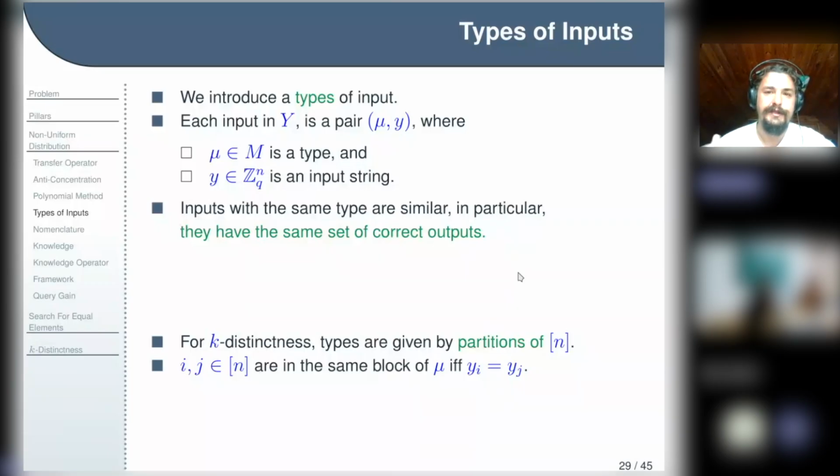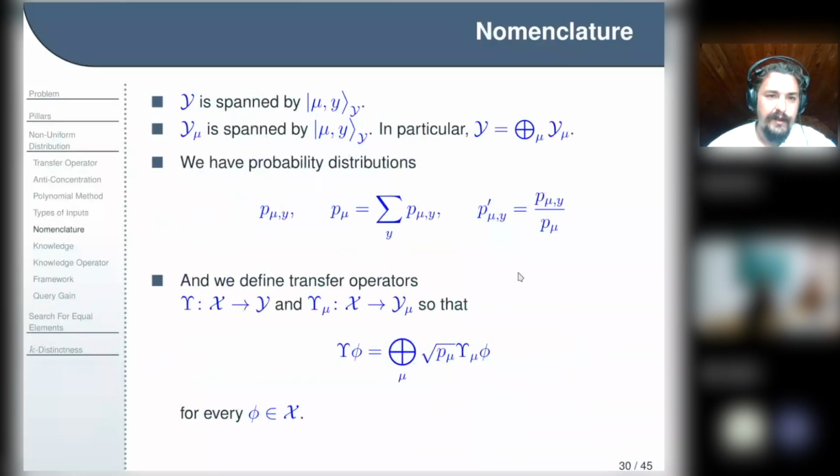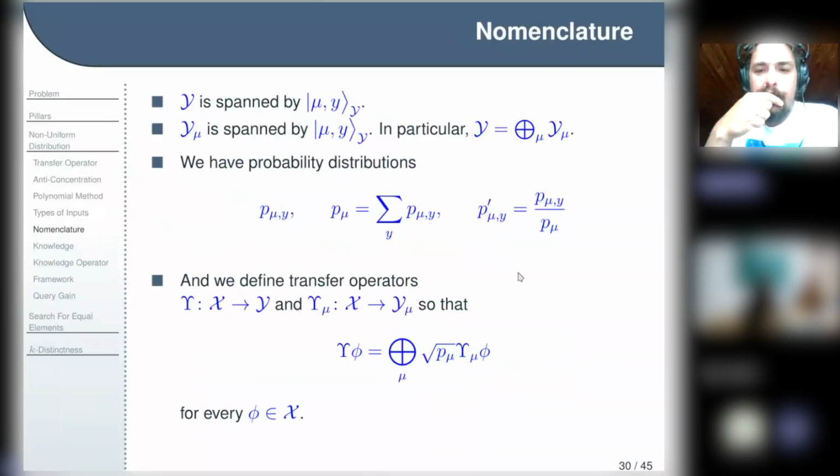So the output is a k-tuple. It should consist of equal elements, if it's contained in one of the blocks of the partition, then this is a correct output. Again, this is a piece of notation which I needed.